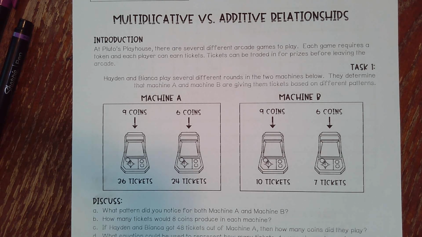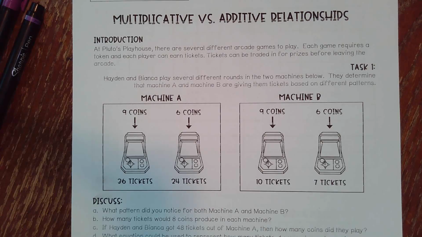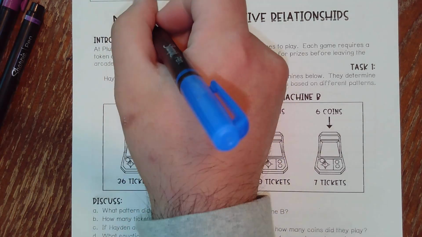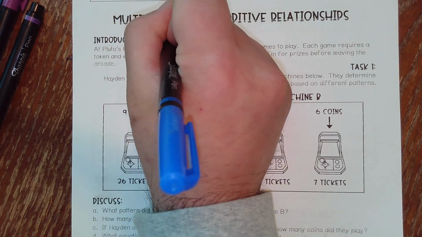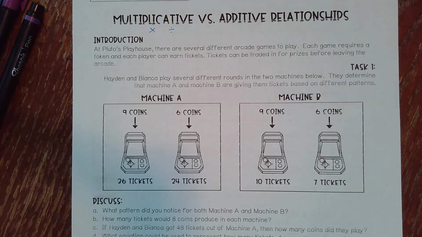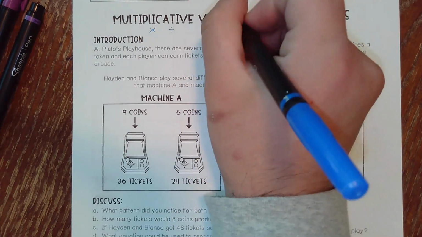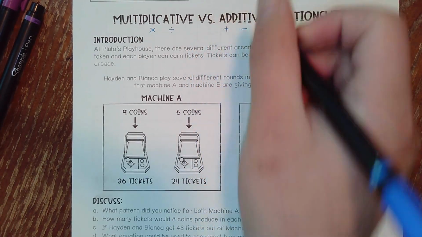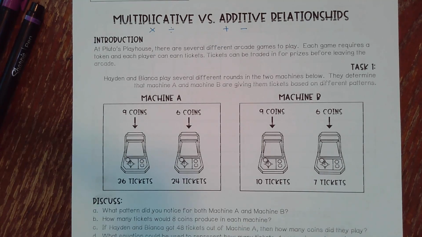Okay, so here we have multiplicative versus additive relationships. First things first, multiplicative means a couple of different things, and so does additive. So for the sake of getting into that, under the word multiplicative, you're going to just draw a multiplication sign and a division sign because it really means both. And for additive, it means both addition and subtraction.